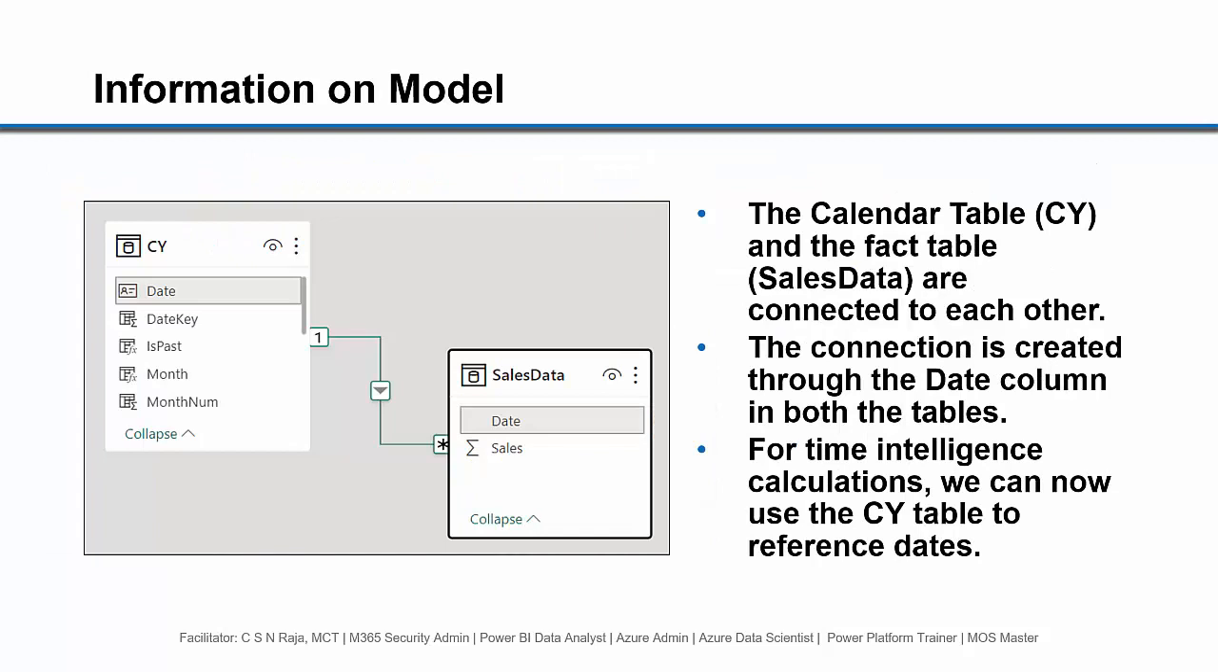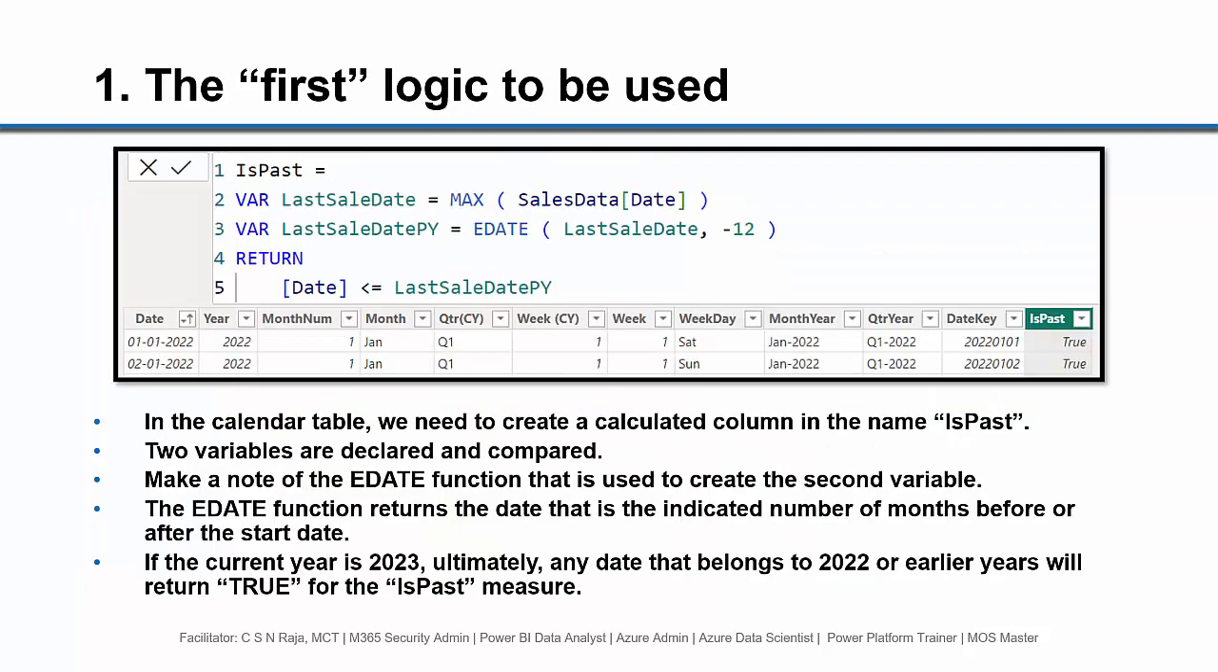I'm going to use my calendar table called CY, and we have a fact table called sales data, which are connected together through the date column. Once this is done, for any time intelligence calculations, I can use the date column in the CY table to reference dates. In this example, the first logic that I am using is to create a calculated column in my calendar table, wherein if the current year is 2023, all the earlier years should be marked as past years. For this purpose, I am using two variables.